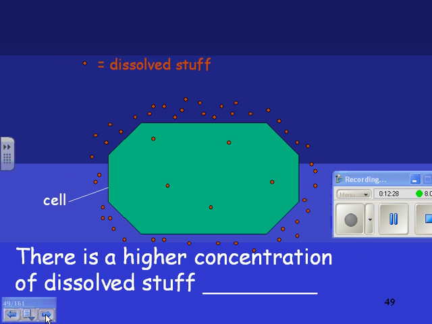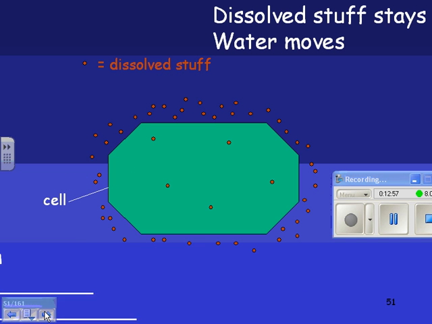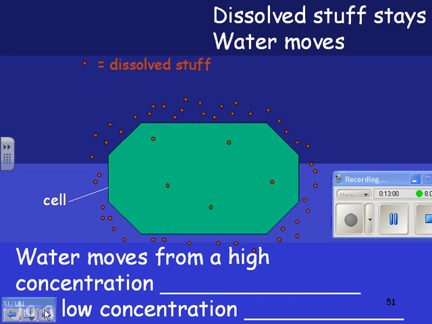Here's another example. Here in this cell, there's a higher concentration of dissolved stuff outside. That's the red stuff, right? So that means there's a higher concentration of water on the inside. So you have lots of dissolved stuff here, not too much water. So this is going to be outside, low water concentration, not as much there. Higher concentration of water in here. Okay, so water tends to go from high to low. It's going to go out. So water tends to move from a high concentration inside to a low concentration outside.